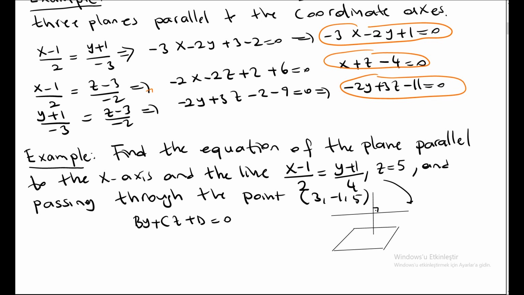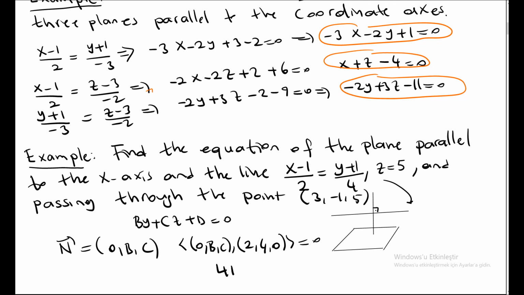Because the plane is given, we know that this n is 0, B, C, right? So n, 0, B, C, will be perpendicular to 2, 4, 0. So from this you have 4 times B equals 0. So B will be 0. Okay. Now our plane will have a simple form. It will only have C times Z plus D.